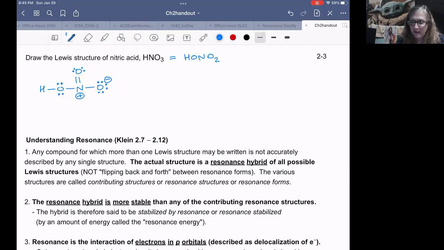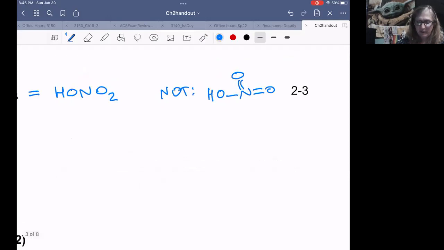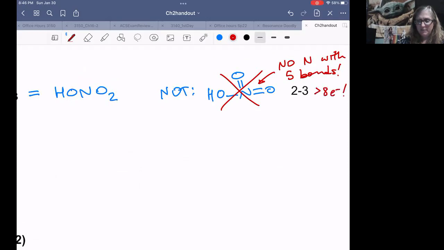Just a reminder here that a very common solution that students come up with for nitric acid would be to have a double bond to both oxygens, okay? And at first glance, that looks like it might be nice because we have avoided those formal charges, but that's not true, because what's the problem here? This is another impossible structure I've drawn. It's impossible because we can't have 5 bonds. No nitrogen with 5 bonds, because that would be a total of 10 electrons. You can't have more than 8 electrons.